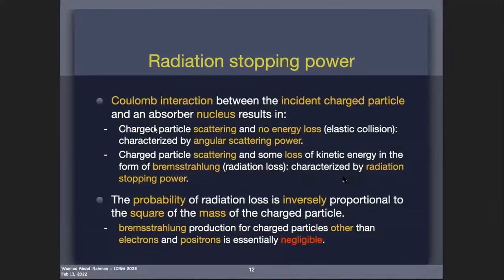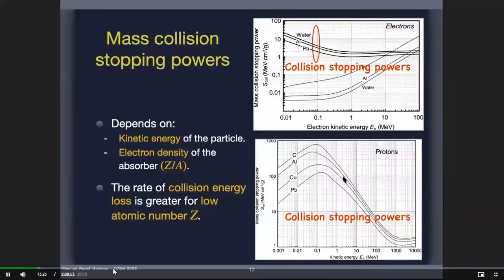It's important to note that radiative stopping power is inversely proportional to the mass of the particle. Thus, the radiative or Bremsstrahlung emission by, let's say, protons and alpha particles or heavy ions, although they are present, they are negligible and could be practically omitted. But radiative stopping powers are important for electrons and positrons.